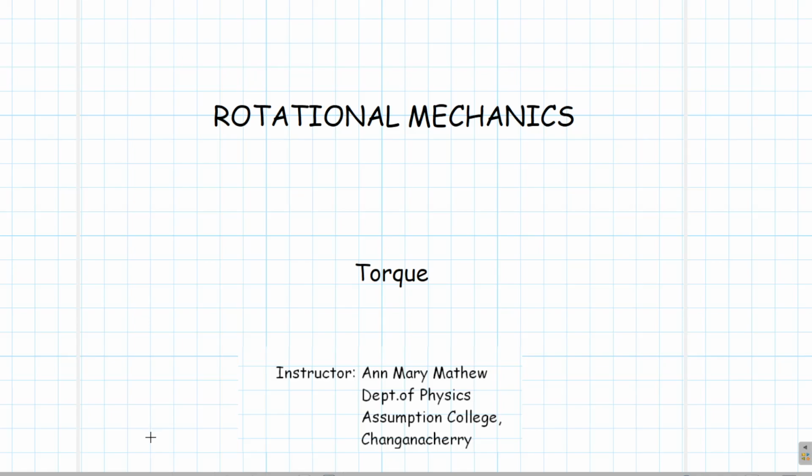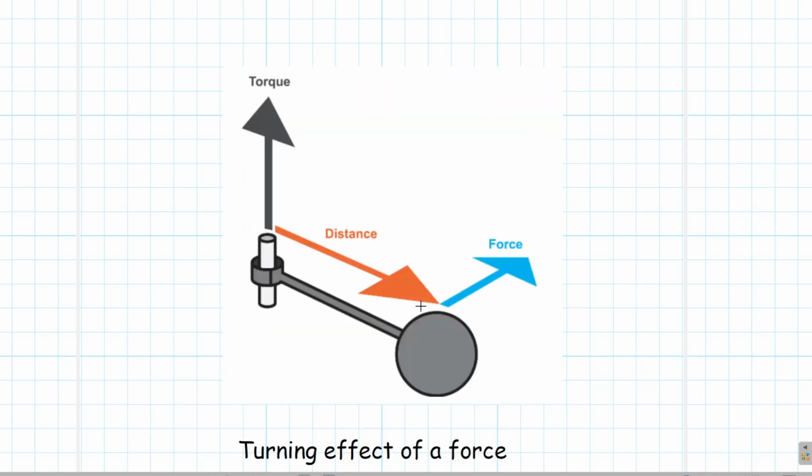Hello dear students. In this class, we will try to understand the concept of torque from rotational mechanics. So as we know, torque is the analog of force in rotational mechanics. Just like force helps to move a body linearly in translational motion, corresponding to that in rotational motion, we have torque, which helps a body to turn. So the turning effect of a force with respect to an axis of rotation can be defined as torque.